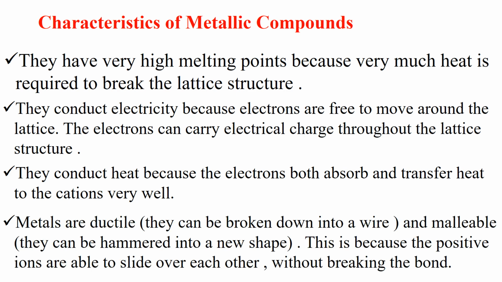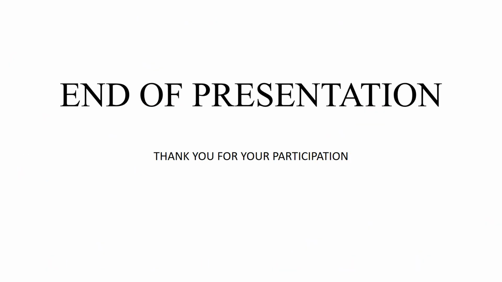Metals are ductile. What does this mean? This means that they can be drawn into a wire. And metals are also malleable. This means that they can be hammered into a new shape. This is because the positive ions are able to slide over each other without breaking the bond. So this is just the metallic bonding and what is involved in metallic bonding.